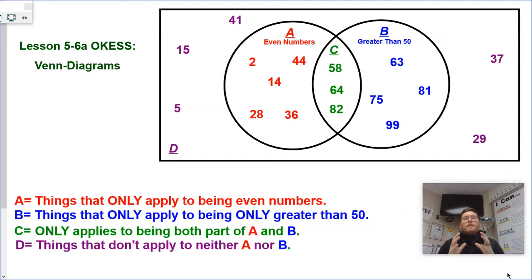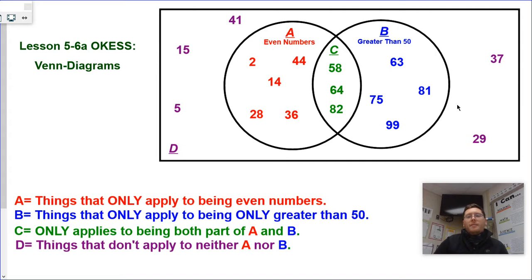So this is lesson 5-6A, Oklahoma Essential Standards. This is just for Oklahoma standards. These are Venn diagrams. No, this is not ELA class. This is math class. What we're going to be looking at today is utilizing Venn diagrams to help us classify specific numbers into groups. We're going to have essentially 4 groups that we're going to deal with today. All right, so let's jump right into it.